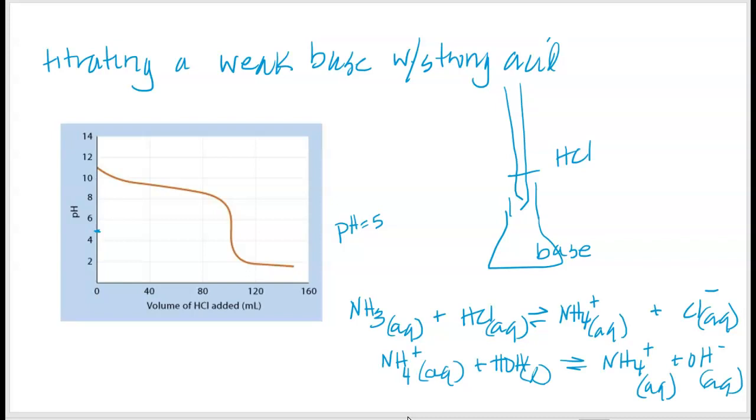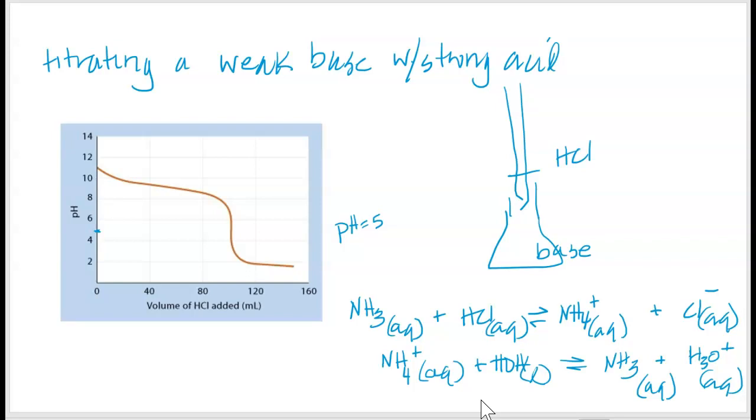Ammonium ion does in fact react with water. The extra hydrogen ion reacts with water to form ammonia and the hydronium ion. And the hydronium ion is the strongest acid we know. Because the hydronium ion, the strong acid, is formed, the pH at the equivalence point is in the acidic range.